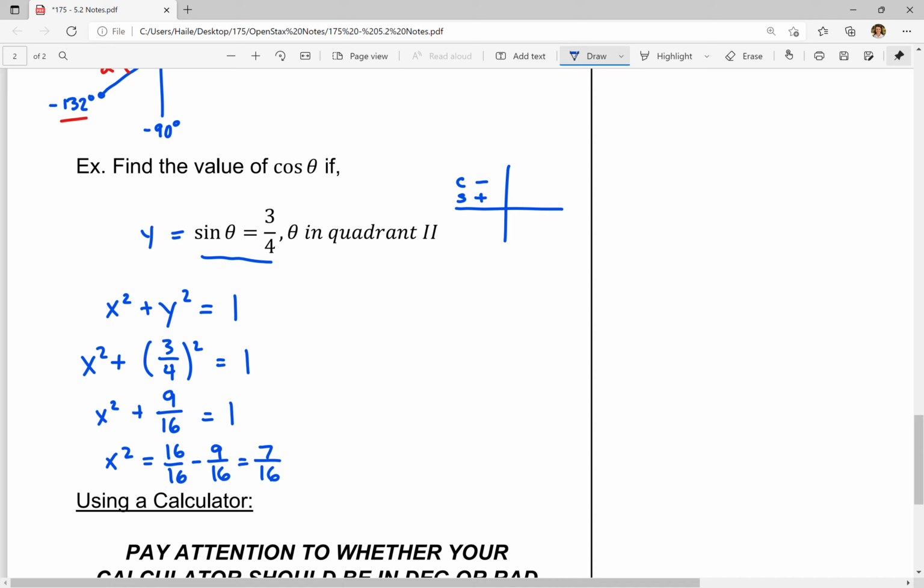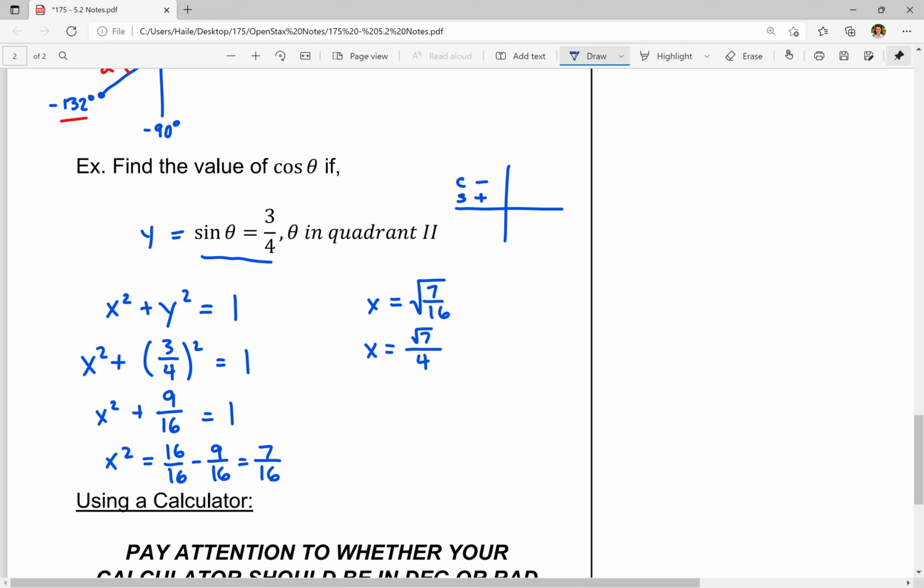So now I can take the square root of both sides. So I have x is equal to the square root of 7 over 16, which is equal to the square root of 7 divided by 4. So 16 is a perfect square, so we can go ahead and take the actual square root of that. Okay, so this is the value of x.